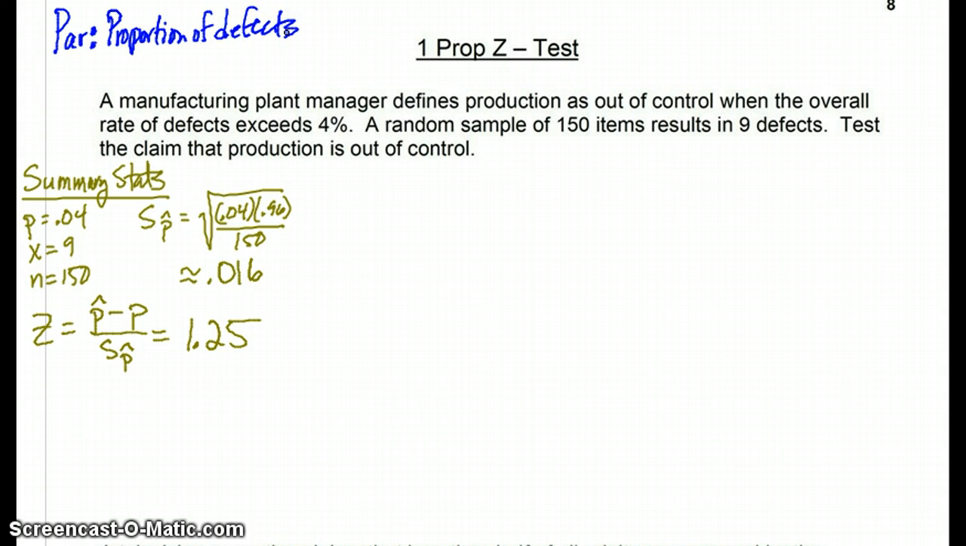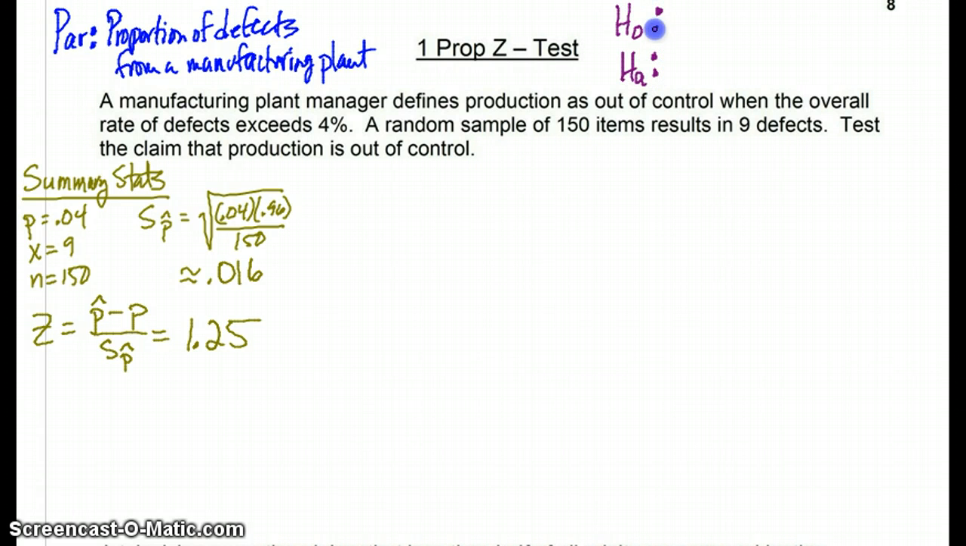And our population here is from a manufacturing plant. As long as we have that and we have a parameter that mentions our population, we are ready to look now at H sub O and H sub A.